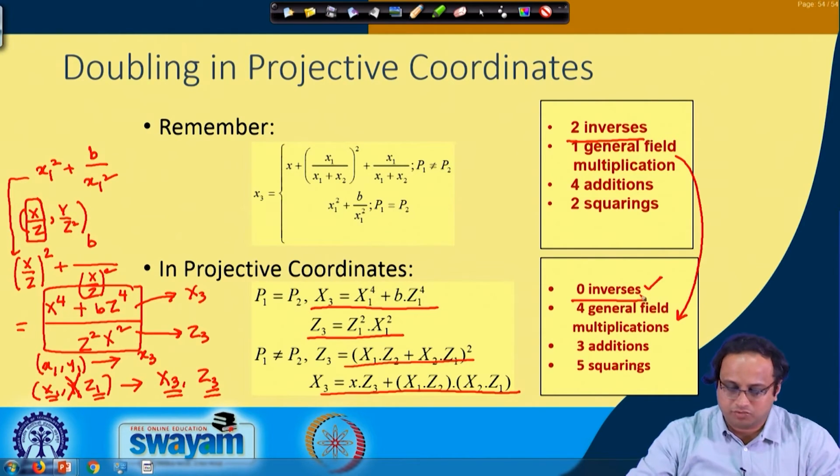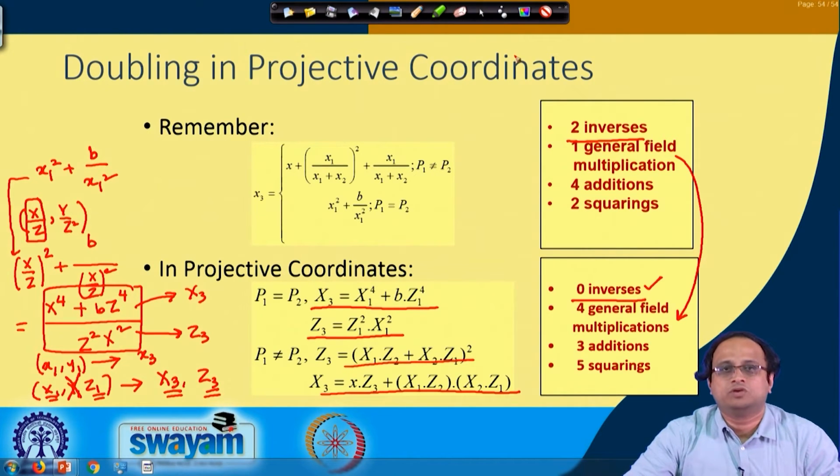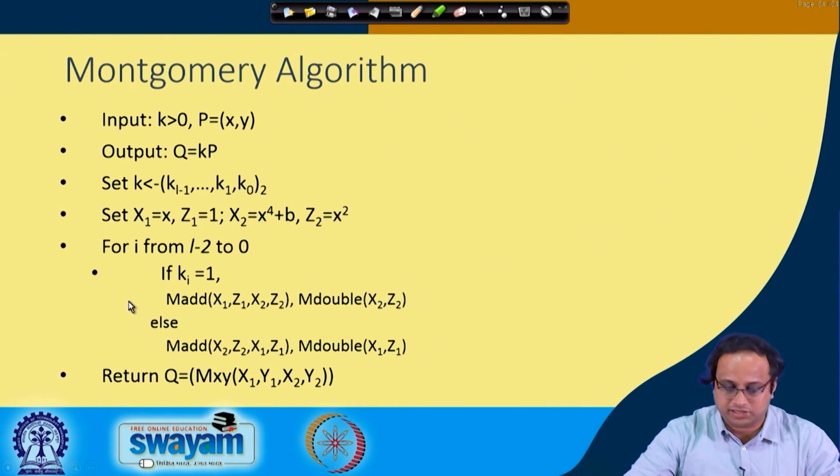So what we will see in our future discussions is that whenever we are trying to develop a hardware design, usually we use the projective coordinate system, because we want to reduce the number of inversions. So finally, when you get the result, you can essentially do the Montgomery ladder entirely in the projective coordinates.